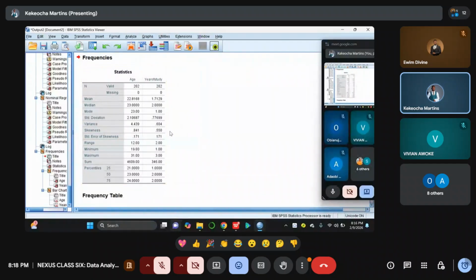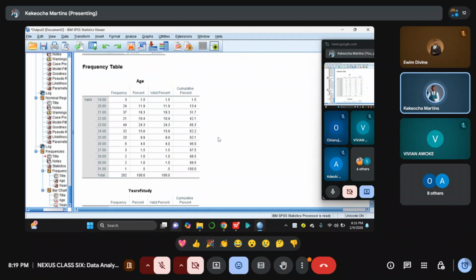So I'm going to talk about this skewness right now. Skewness just tells you whether the data has normal distribution or not. Now, when the skewness is a positive value, that means the data is positively skewed. But if it's a negative value, which is not what you have here, that means it's negatively skewed. But if our skewness is giving us 0, that means our data has normal distribution.